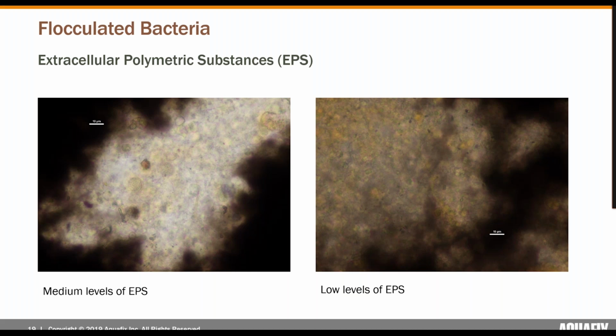And so what we're really looking for is medium levels of EPS within a particular wastewater plant typically, as medium levels are going to help aid in floc formation, and problems can begin to occur when you have either too low of EPS or too high of EPS. So we're kind of looking for that sweet spot in the medium range.